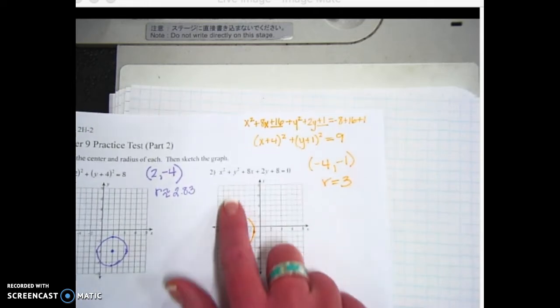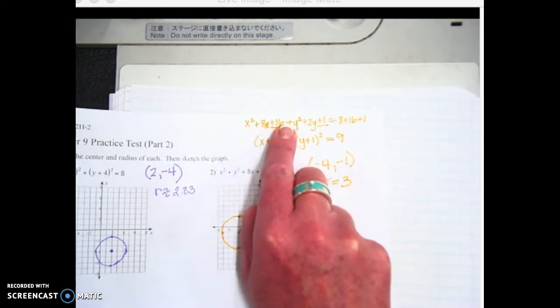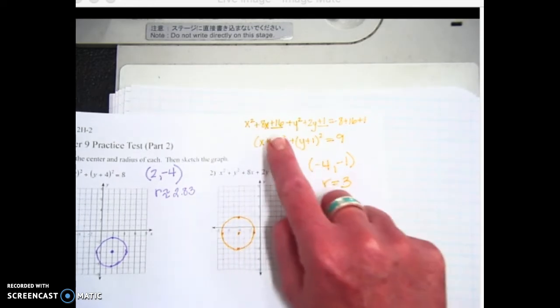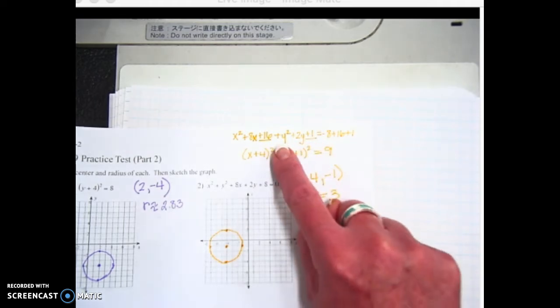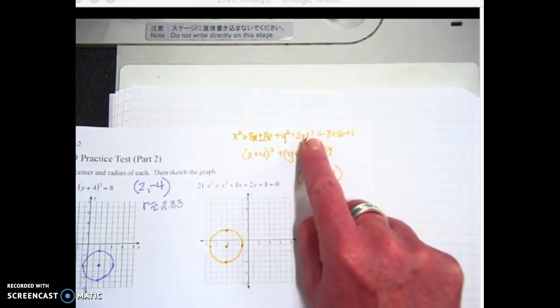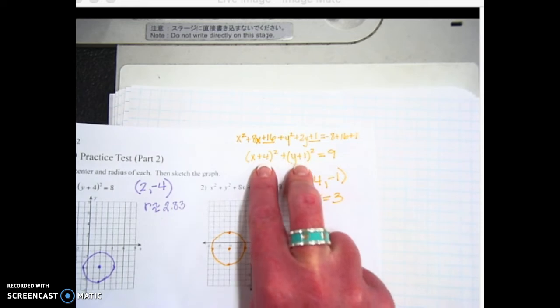Number 2, first thing you need to do is get this in the correct form. So you want to group your x's together and complete the square. If you add 16 to this side, you have to add 16 to this side, and then you want to group your y's together, complete the square. If you add 1 to this side, you have to add 1 to this side. And then write them as your binomials.